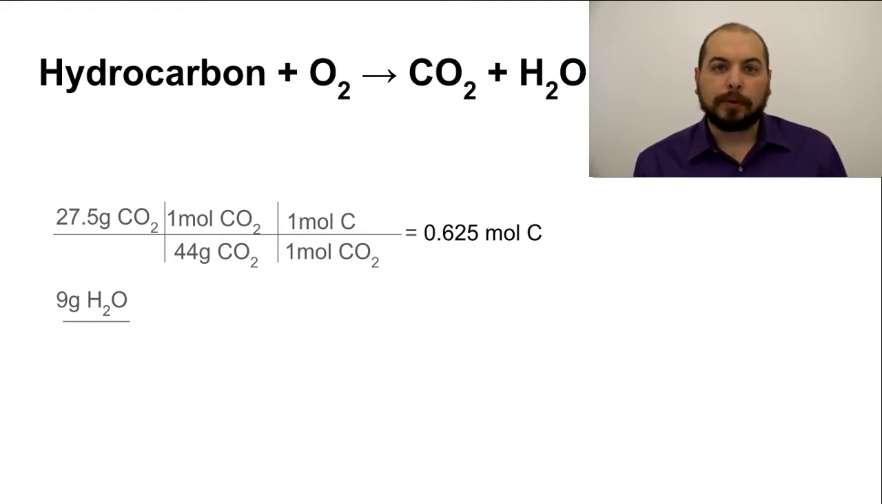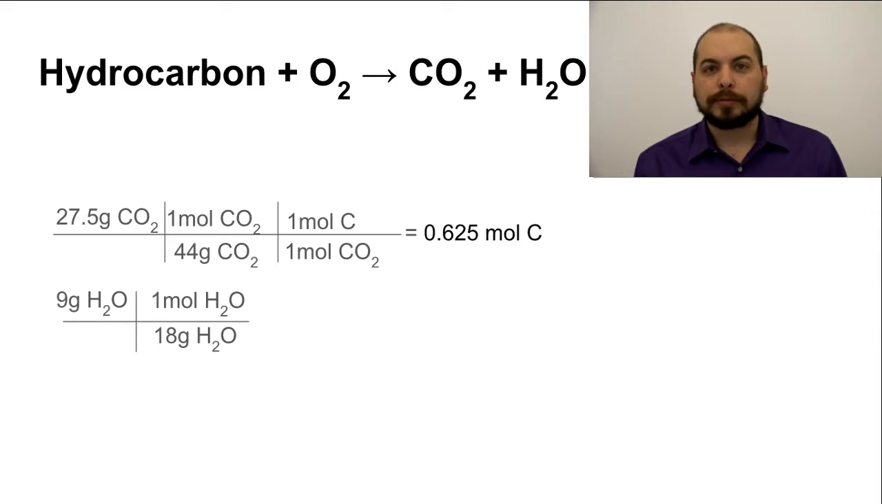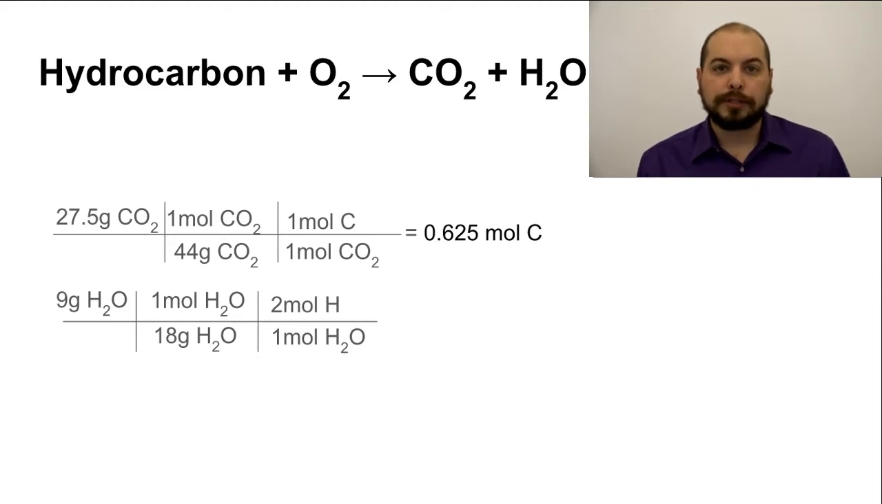We're going to divide by the molar mass of water, which is 18 grams for every 1 mole, multiply by the mole ratio of hydrogen to water, which is 2 moles of hydrogen to every 1 mole of water, and we end up with 1 mole of hydrogen contained in our original compound. So now we know the amount of carbon and the amount of hydrogen in our original compound.